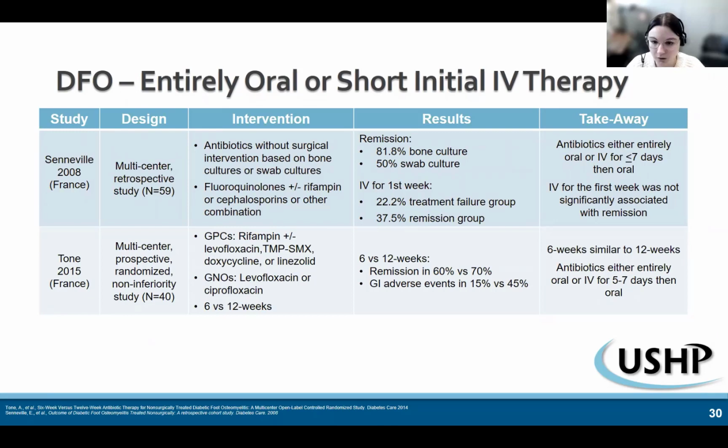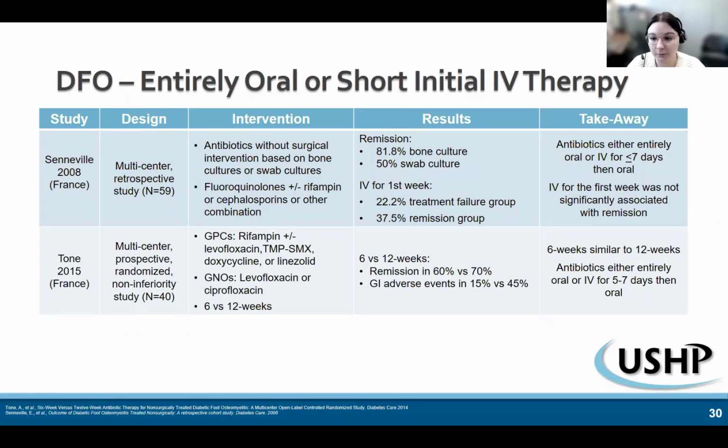So what to take away from this trial essentially is that antibiotic treatment without surgical intervention was given entirely oral or with initial IV treatment for less than or equal to 7 days. And the study concluded that IV therapy for the first week of treatment was not significantly associated with remission compared to those who received no or a very short course of IV treatment.